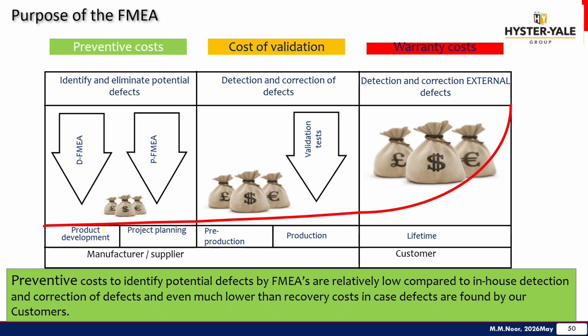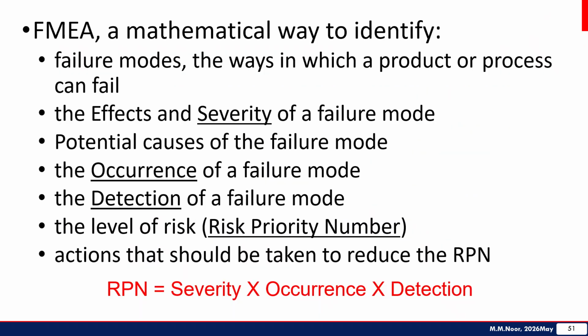For example, if you prevent something from happening in the early stage of product development and planning, the cost is very low. But if you go to pre-production and production, the cost is higher, bigger. And if it reaches the customer, the cost is much higher. Some companies will collapse because of a product recall, or a product problem at the customer. The brand name also becomes very bad.